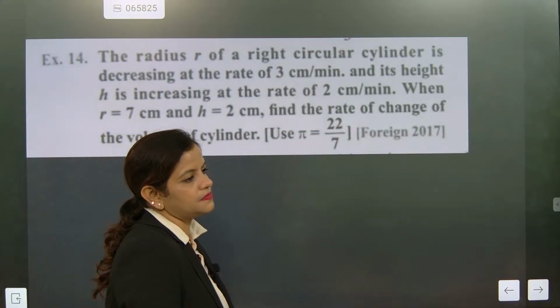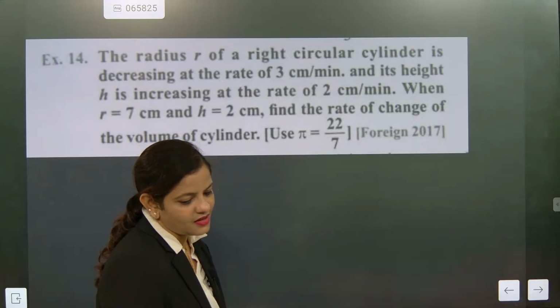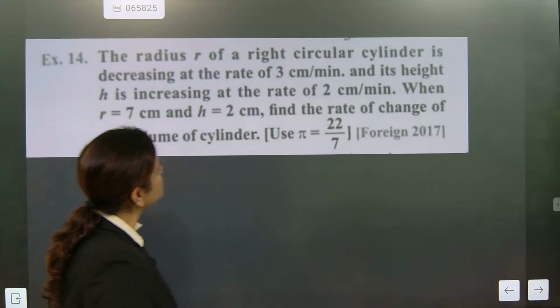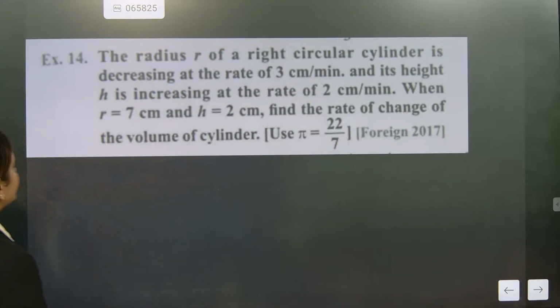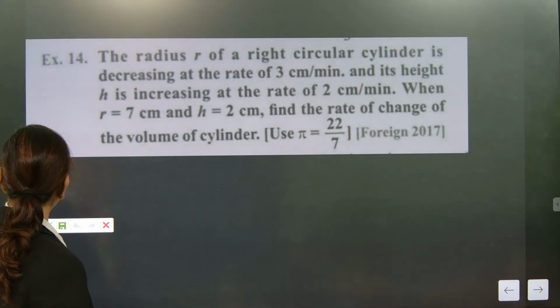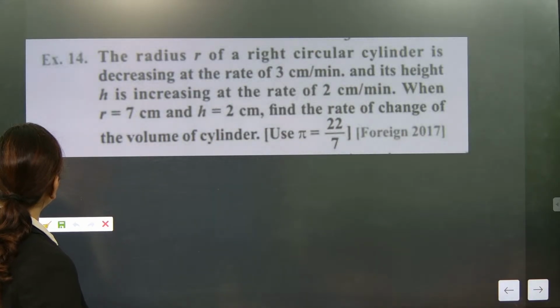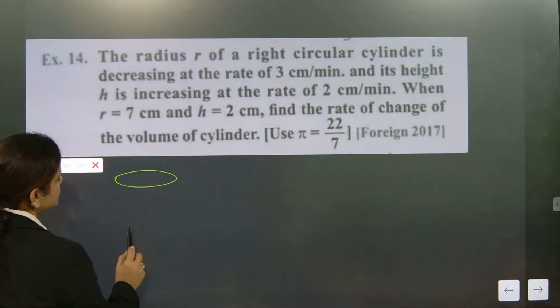Please. Shall we start our work, please? The radius of a right circular cylinder is decreasing at the rate of. Everyone, please start solving. Afterwards, we'll talk. See, look here. The radius of a right circular cylinder. This is a right circular cylinder.